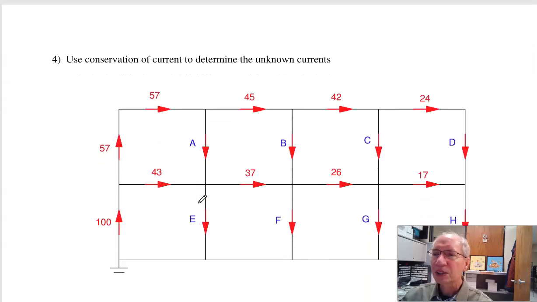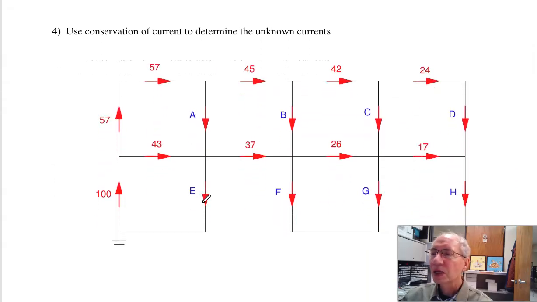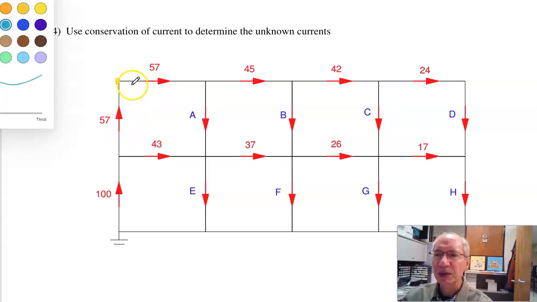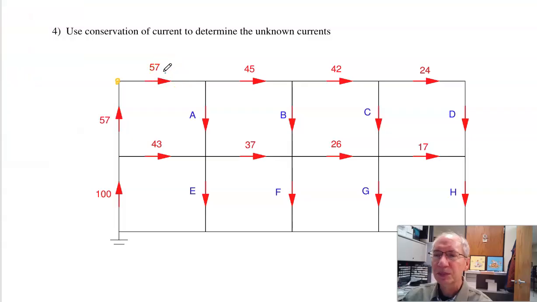Problem 4 looks at conservation of current. Conservation of current says at any node, current in equals current out. So at this node right here, I've got 57 amps flowing in. I have to have 57 amps flowing out. So this is 57. At this point, 57 are going in, 57 has to leave. 45 goes right, which means that 12 has to go down. 45 goes in, 45 goes out.